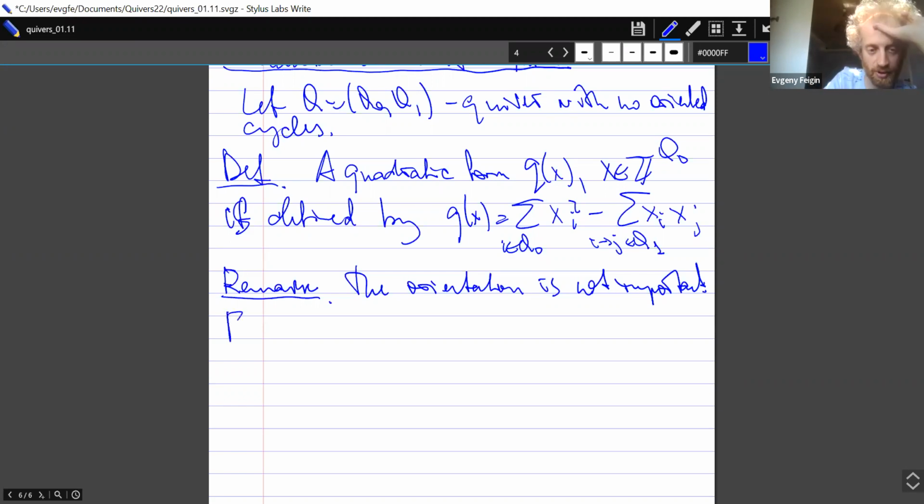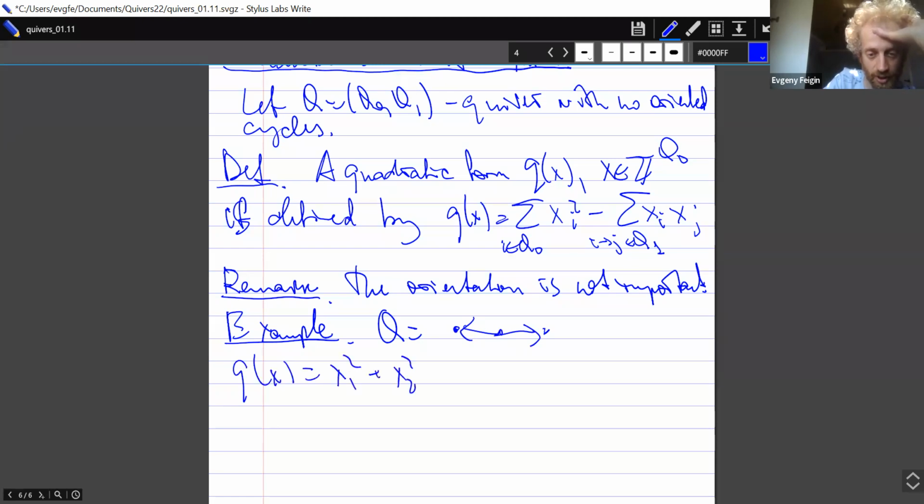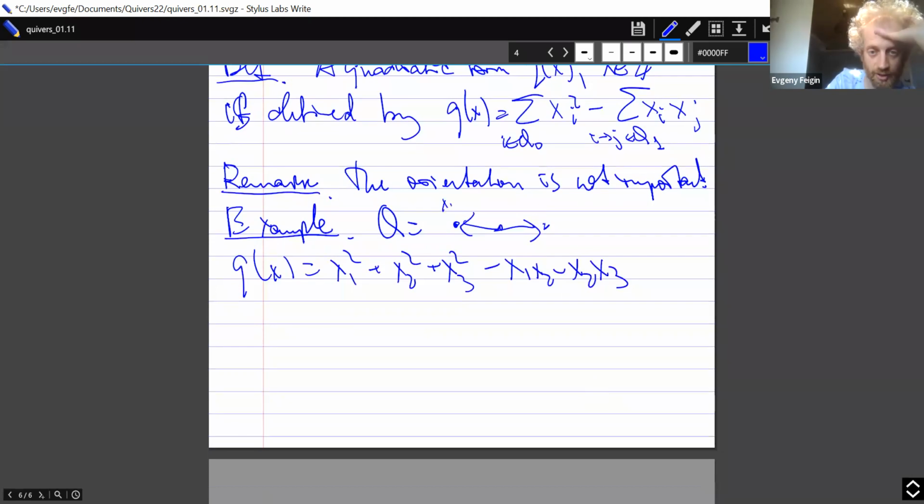So an example. So Q is of the form this. Then q of x is x1 squared plus x2 squared plus x3 squared minus x1 x2 minus x2 x3. So we have x1 here, x2 here, x3 here. Okay.